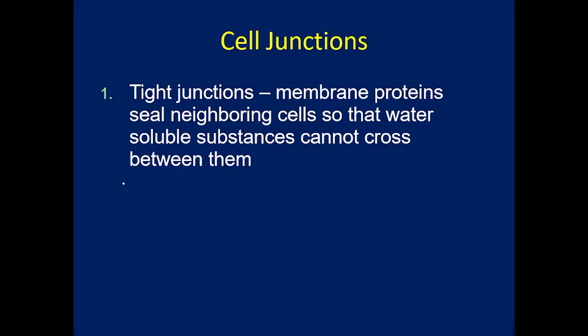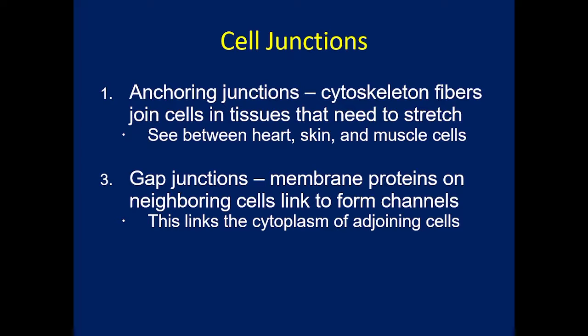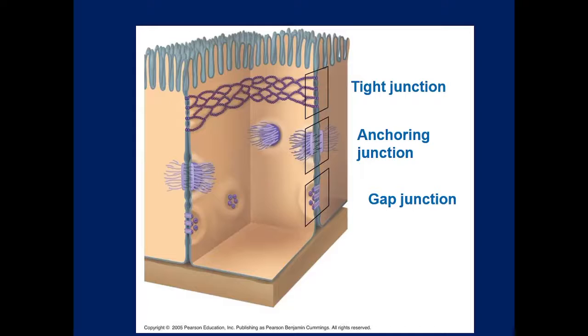Tight junctions have membrane proteins that seal neighboring cells so that water-soluble substances cannot cross between them. Occurring junctions have cytoskeleton fibers that join cells in tissues that need to stretch. For stretching purposes they are useful, and they are present between heart, skin and muscle cells. Gap junctions have membrane proteins on neighboring cells linked to form channels. So this is all about the different junctions.